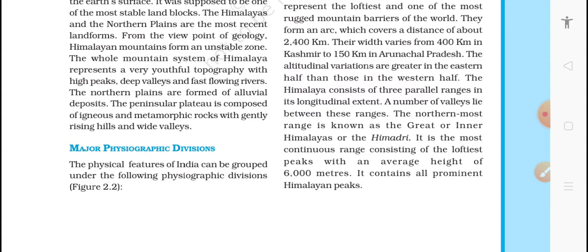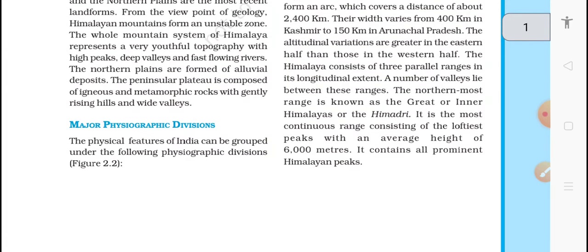The Himalaya consists of three parallel ranges in the longitudinal extent. A number of valleys lie between these ranges. The northernmost range is known as the Great or Inner Himalaya or the Himadri, the most continuous range consisting of the loftiest peaks with an average height of 6,000 meters. It contains all the prominent Himalayan peaks.